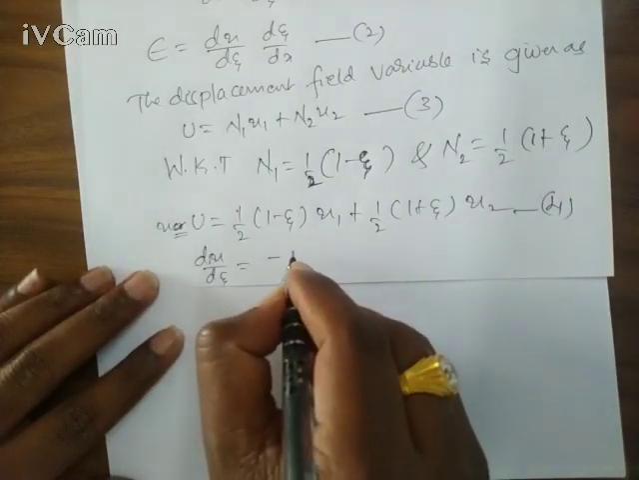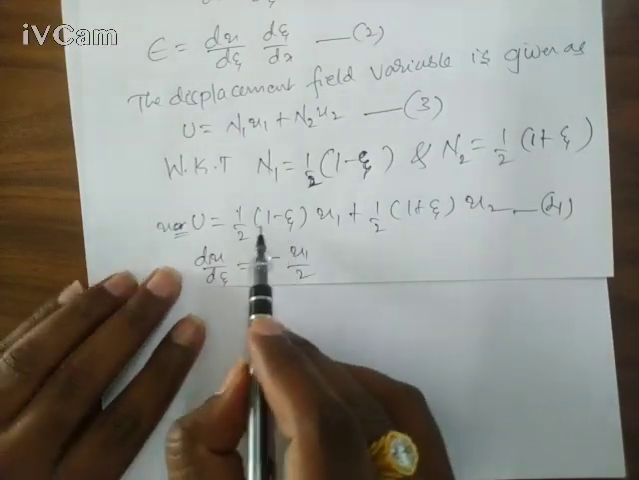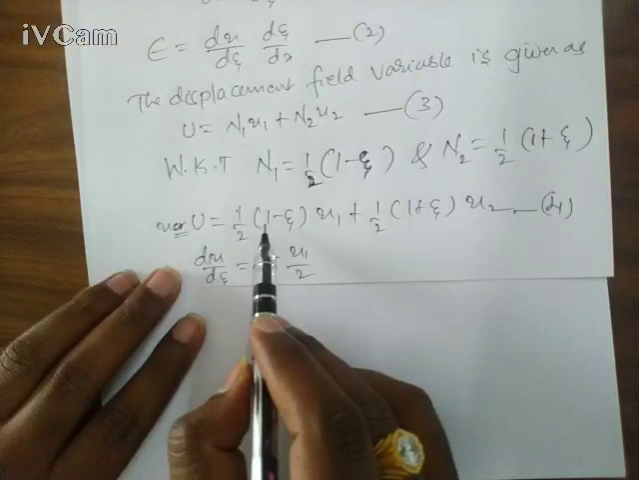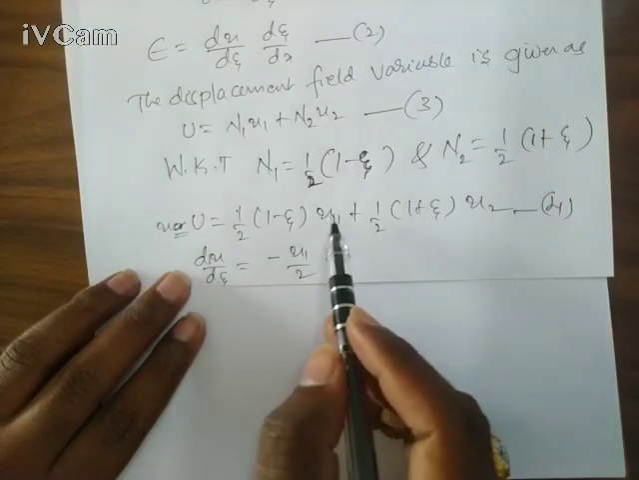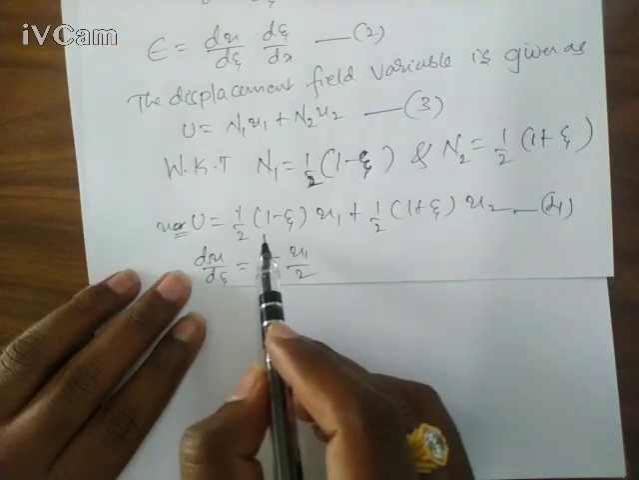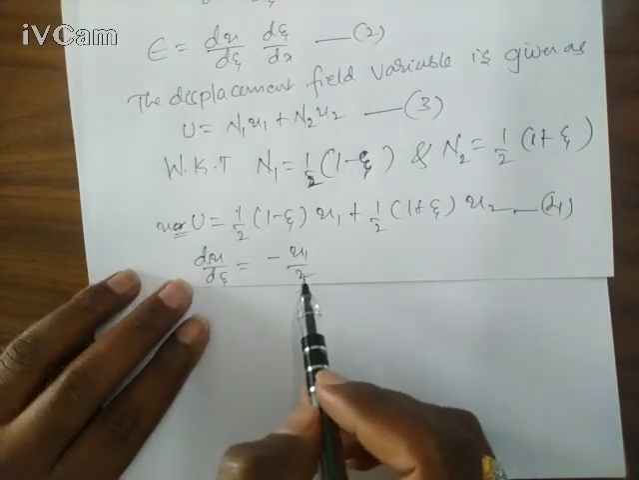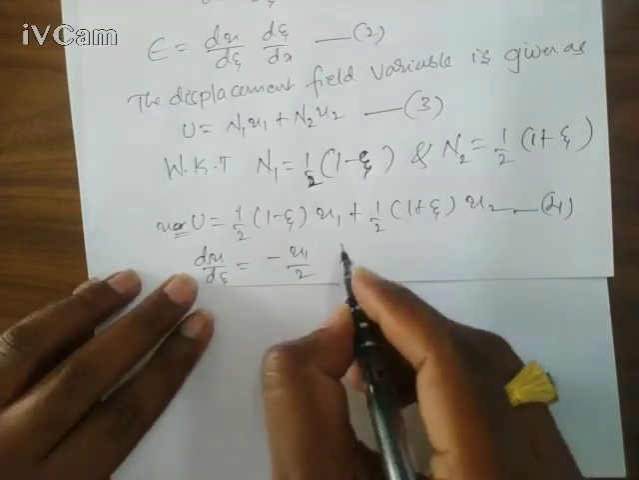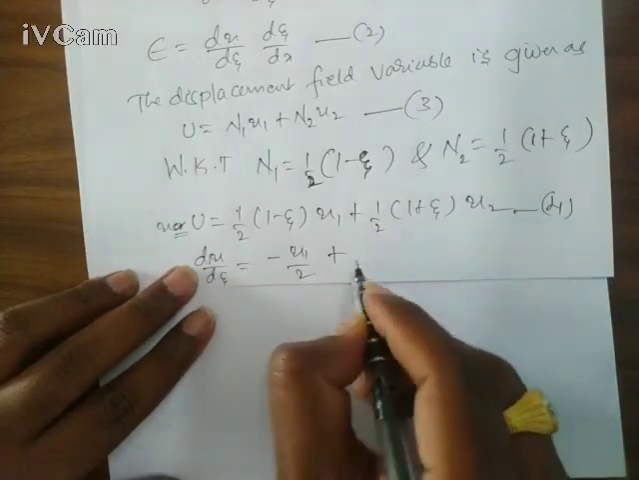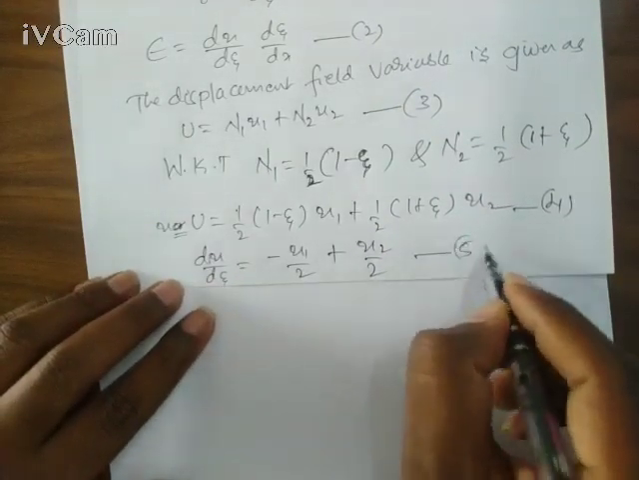Minus u1 by 2. Am I right? Because if I multiply half into u1, the constant I need not differentiate. So minus half zeta u1, zeta will be 1, so that is the reason I am getting minus u1 by 2, plus, coming to here, u2 by 2. I am going to call this equation 5.